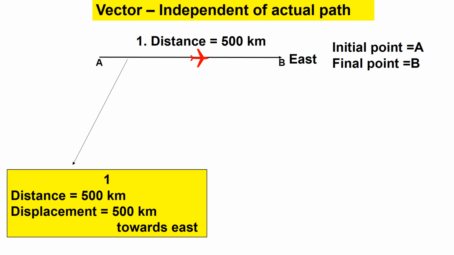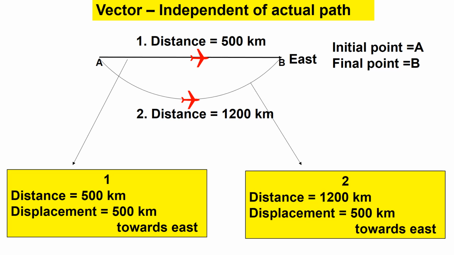Now, let us talk about the second scenario. In this case, the flight follows a curved path and covers a distance of 1200 km. The distance in this case is 1200 km, but displacement is still 500 km towards east. This is due to the fact that the vector does not depend on the actual path taken. Let us examine a few more scenarios.